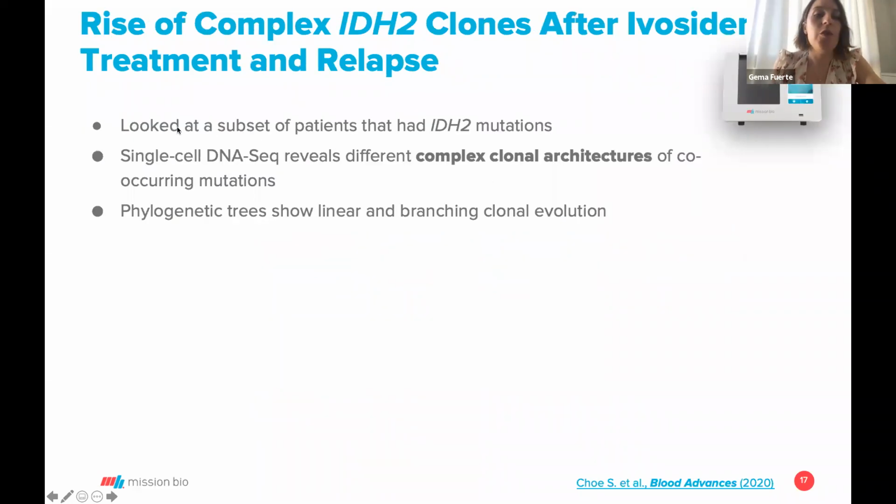So they just took a subset of patients that had IDH2 mutations, and they wanted to see the clonal architecture of these patients. So they analyzed, of course, different time points, 3 time points per patient. As they do bulk sequencing, they know which ones have IDH2 mutations. So I will show you now 3 different scenarios that they saw of these patients with IDH1 and IDH2.